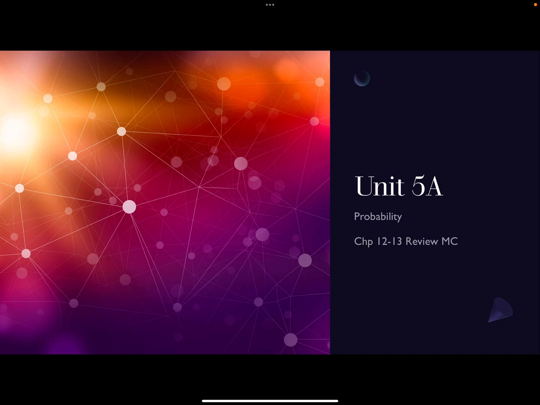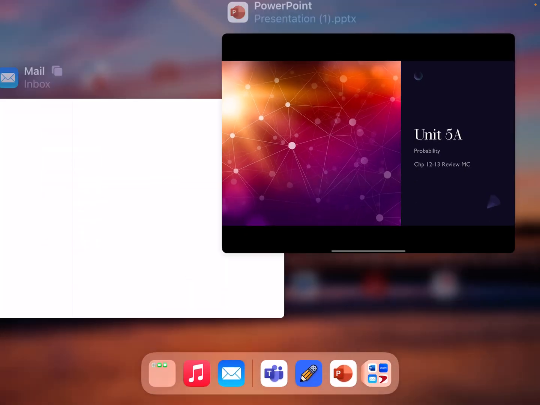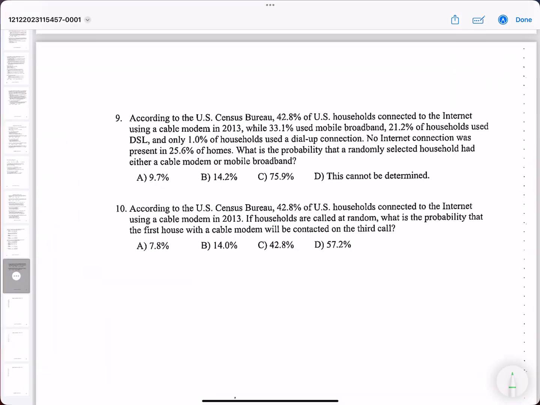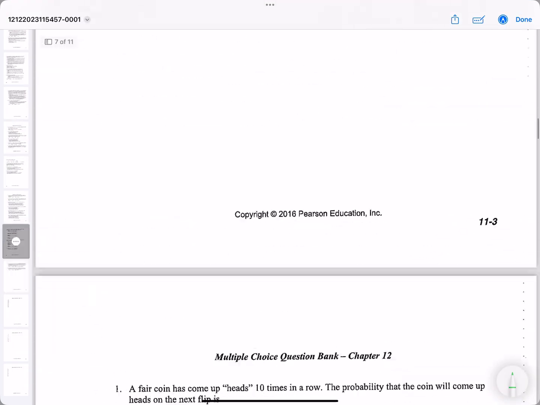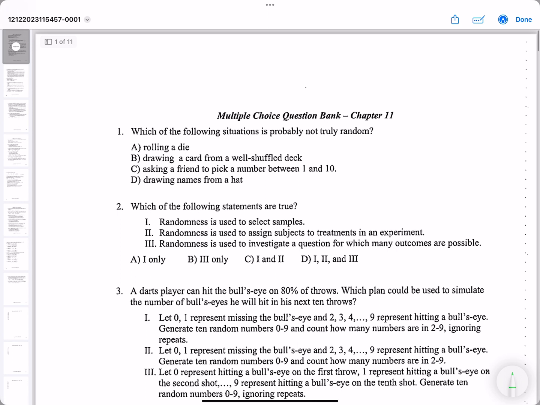This is Unit 5A, Probability. For our multiple choice test, this is Chapters 1, 2, and 3 Review, multiple choice. All right, so here's the multiple choice. I gave you Chapter 11 also, but really number 1 is the only thing that will help you on this.